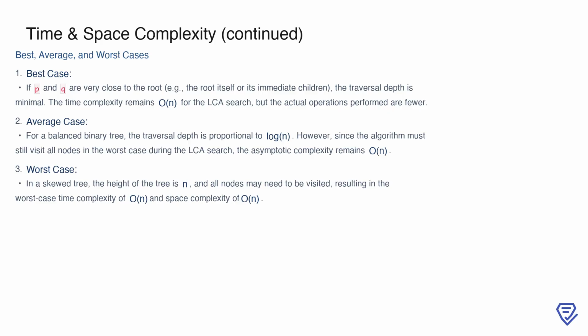Finally, in the worst case, which occurs in a skewed tree, the height of the tree equals the number of nodes, n. Here, all nodes may need to be visited, leading to a time complexity of O(n) and a space complexity of O(n) due to the recursive call stack.